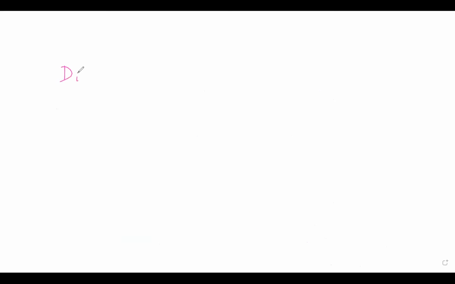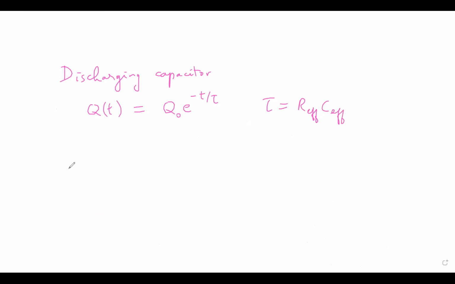For a discharging capacitor, we found that Q of t was Q naught, the initial charge, times e to the minus t over tau. Again, tau is the time constant here. It's the discharging time constant, and it would be R effective times C effective for the discharging circuit, which might be different from the charging circuit. Here, if we plot what this graph looks like, we just get a simple exponential decay down to 0, starting at Q naught.